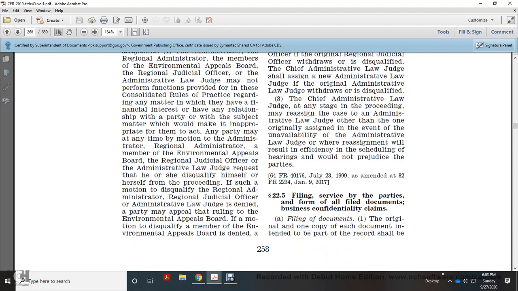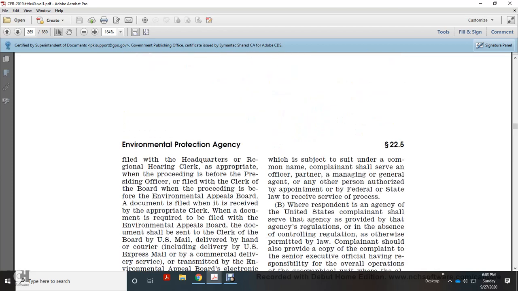22.5. Filing and service by parties; form of documents; confidential business information claims. Filing of documents: the original and one copy of each document intended to be part of the record shall be filed with the Regional Hearing Clerk, unless the proceeding is before the presiding officer, or with the Clerk of the Board for proceedings before the Environmental Appeals Board. The document is filed upon receipt by the appropriate clerk.